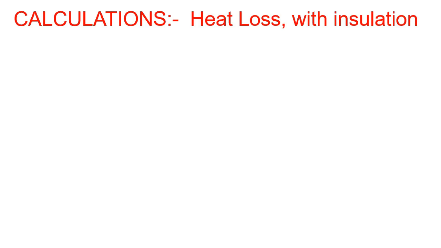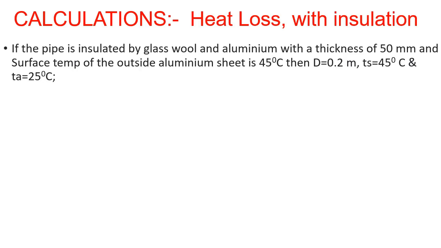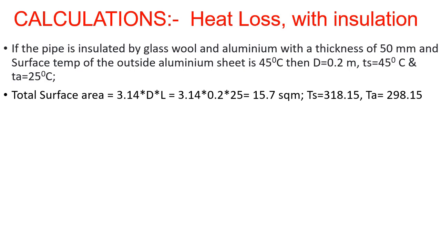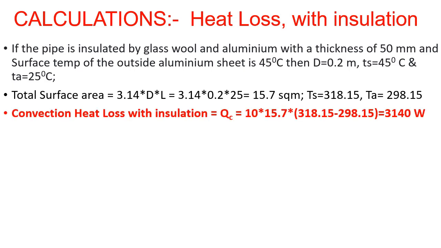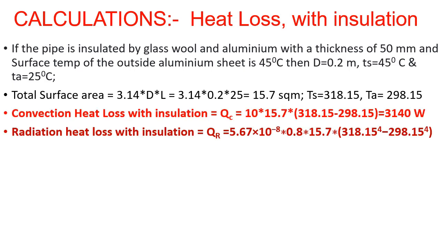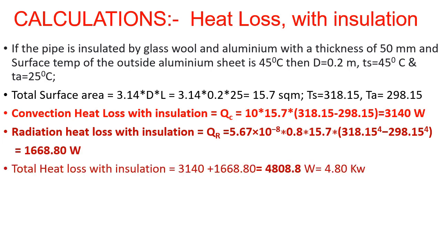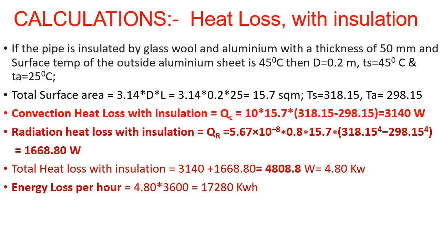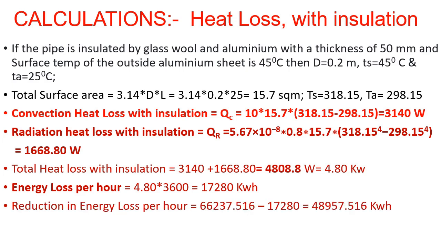Now the calculations for heat loss with insulation. It has now been insulated, so we calculate it with insulation. The pipe is insulated by glass wool and aluminum with a thickness of 50 mm, and the surface temperature of the outside aluminum sheet is 45 degrees centigrade. Then the diameter of the pipeline would come to be 0.2 meters.